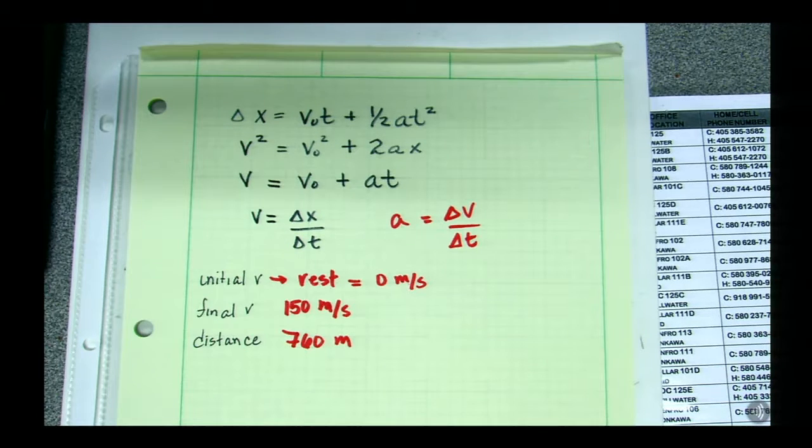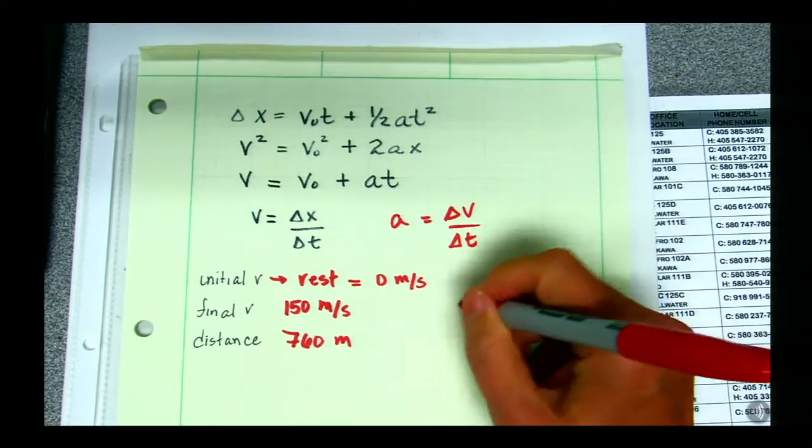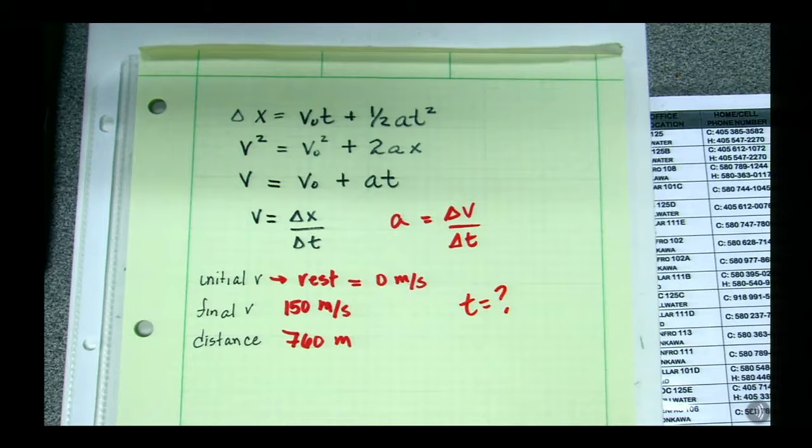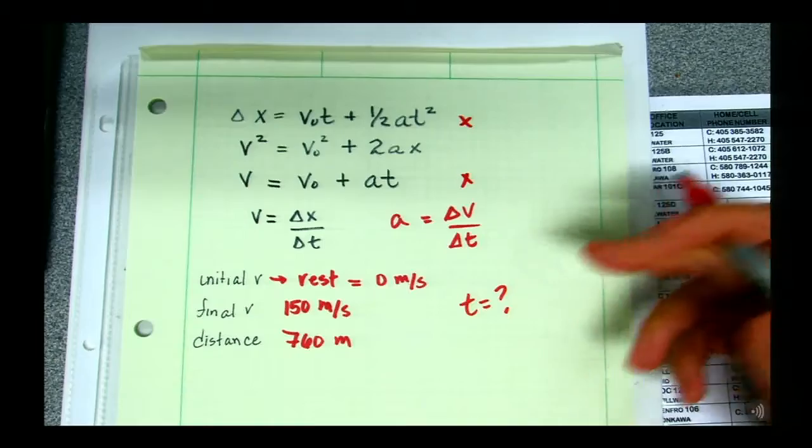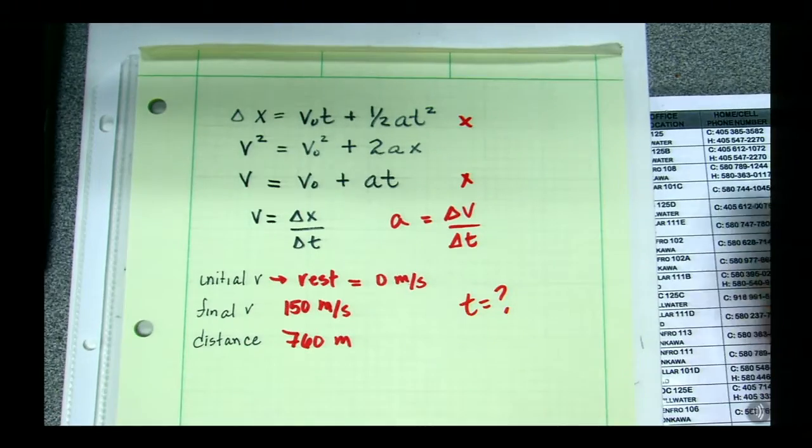so we know the initial velocity, the final velocity, and the distance. What I don't know is time, so I don't have time at all. So any equation that's got time in it, not going to be able to use it. So I can't use this one, and I can't use that one, and I really don't have the information to do the other ones. So I'm going to end up using that equation.